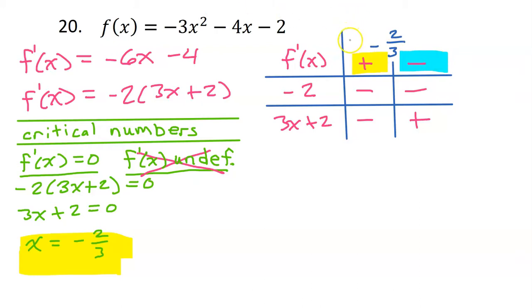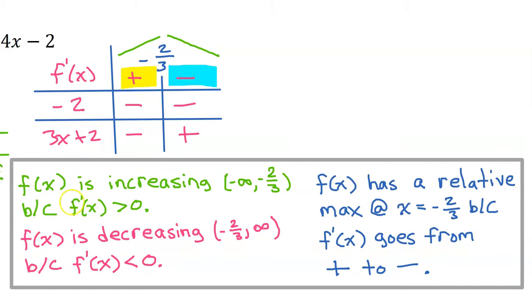So graphically that would look like this. If it's increasing and then decreasing, you can see that we must have a relative max at negative 2/3 because it's going up and then down. So we can say that if f prime goes from positive to negative, then we have a local max or a relative max. So here's how you would write your answer and justify.